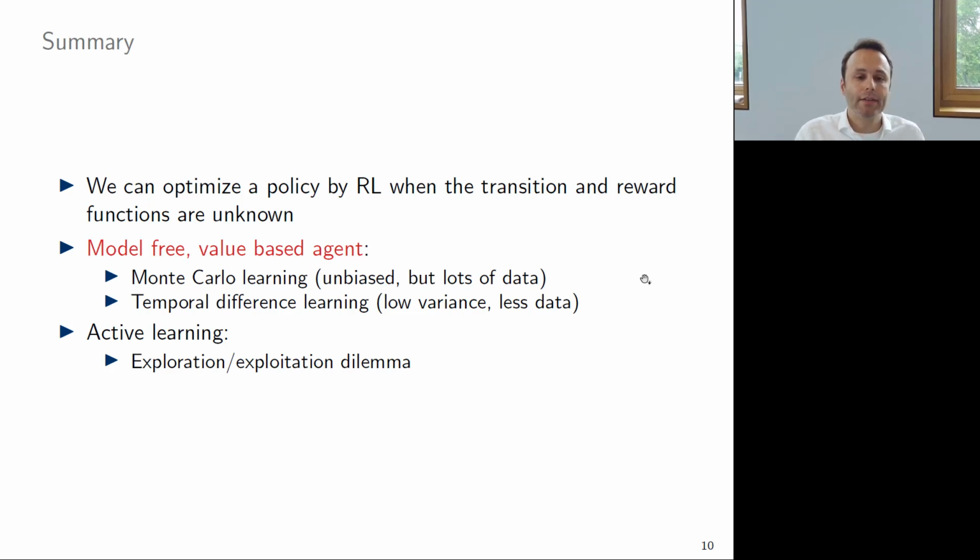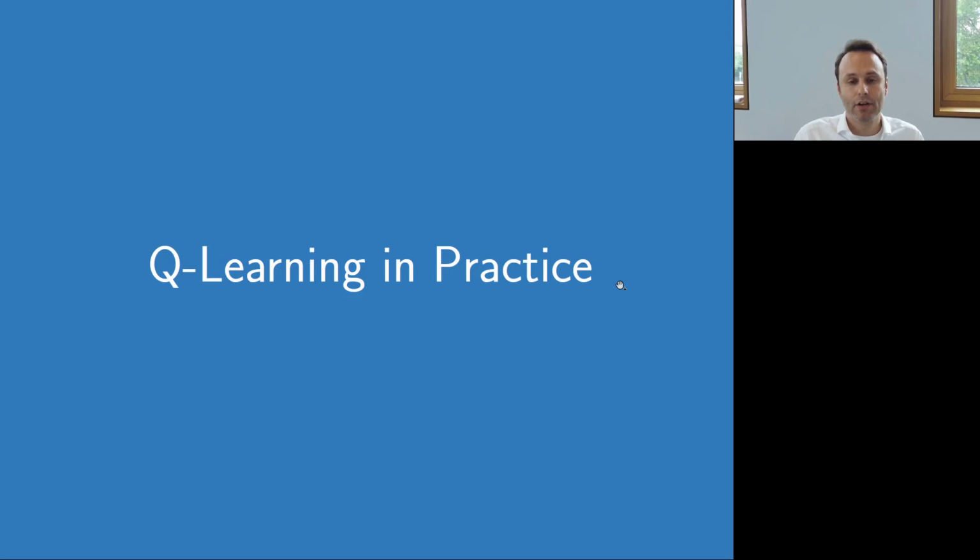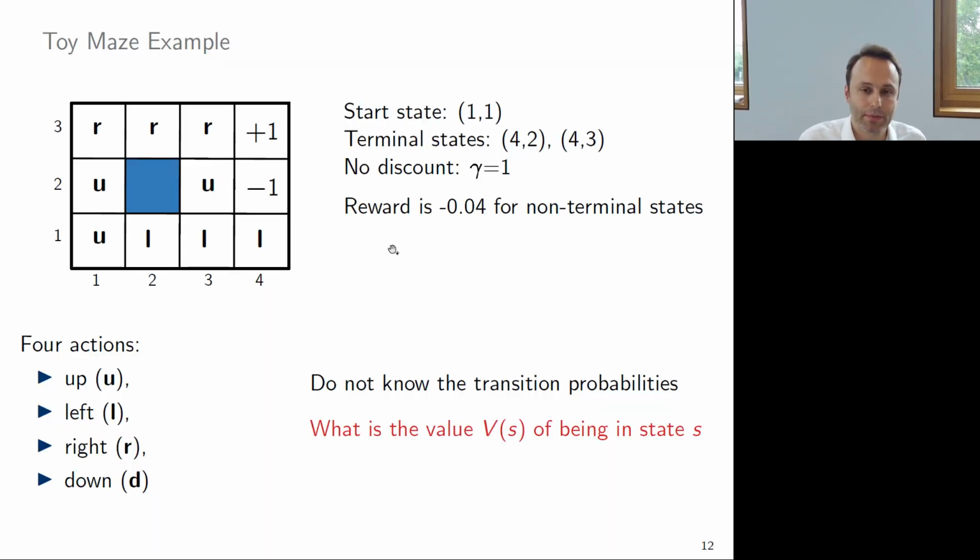So we can optimize a policy by reinforcement learning when we don't even know anything about the transition probabilities and the reward functions. And model-free value-based learning can work by Monte Carlo learning, which is unbiased but needs a lot of data, or temporal difference learning, which is more popular because it has low variance and needs less data but is biased. The learning has the exploration-exploitation dilemma. And in practice, Q-learning looks as follows in our grid world example.